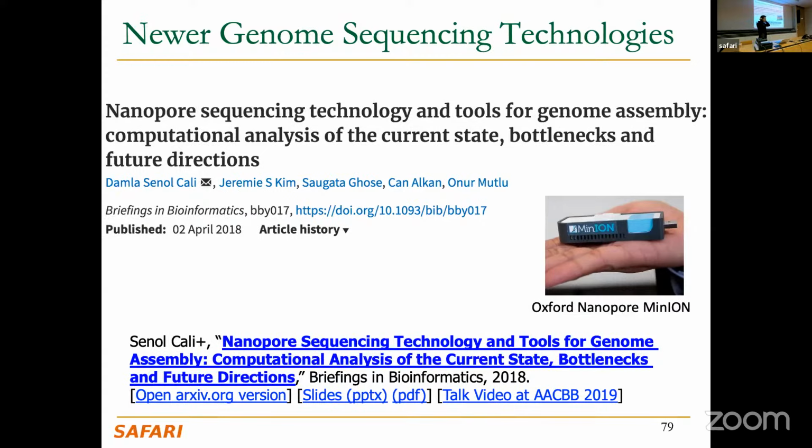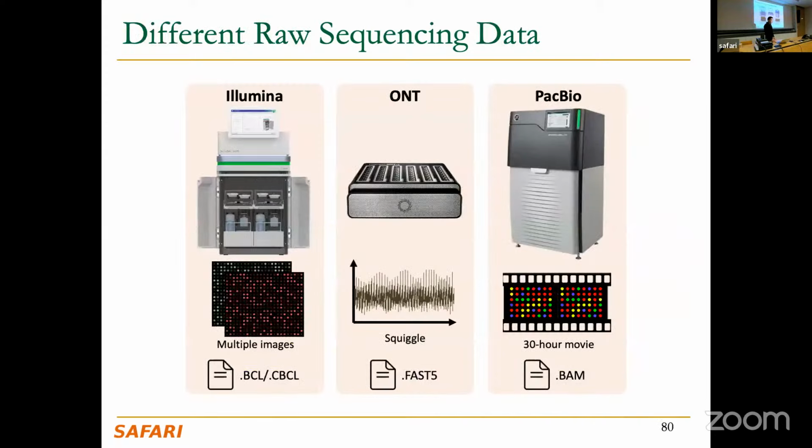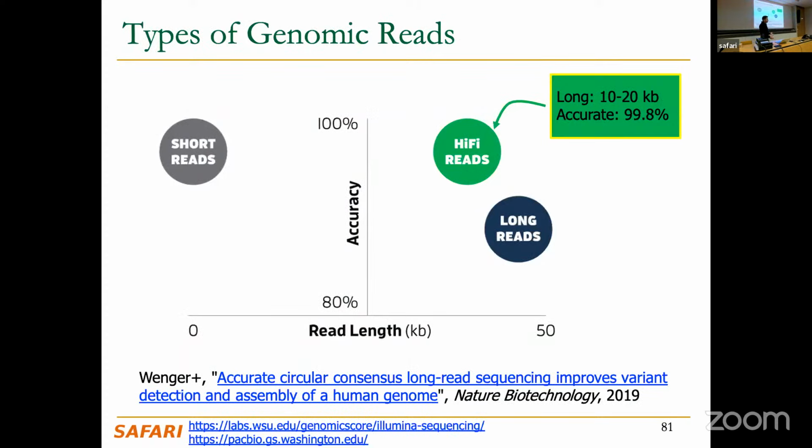But I guess the important thing to know here is that there are newer genome sequencing technologies that are getting improved over the years. And there are many opportunities with these technologies. So as I said, these technologies are generating different raw sequencing data, right? And they have different types of trade-offs. For example, a particular sequencing machine may be extremely accurate, but generate really short fragments. In a minute, I'll try to tell you why we don't prefer to have short reads. And some other technologies may have extremely long but slightly inaccurate reads and so on.